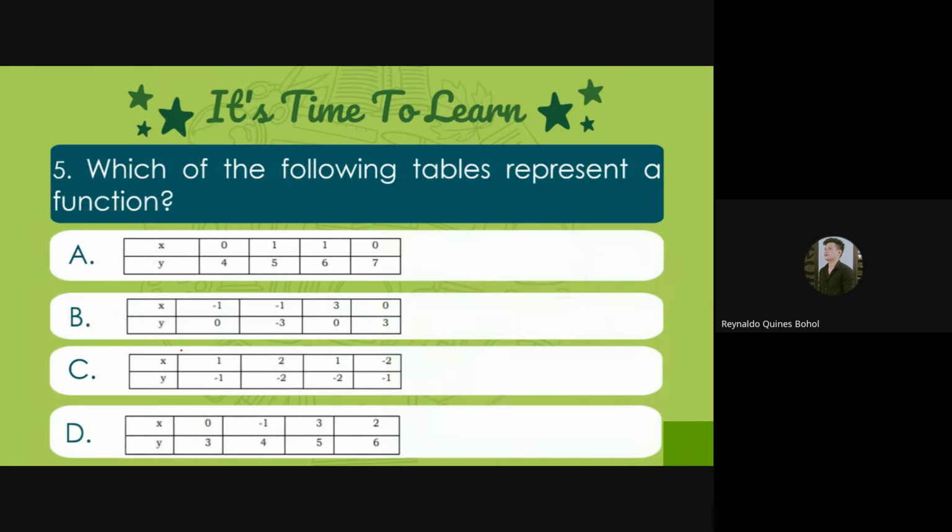Next, which of the following tables represents a function? Joshua Salvador got the correct answer, letter B. The answer is letter B because in A, there is a repetition of 1. This is a repetition of -1. There is a repetition of 1 here, but letter B has no repetition: 0, -1, 3. So that's why the answer is letter B.